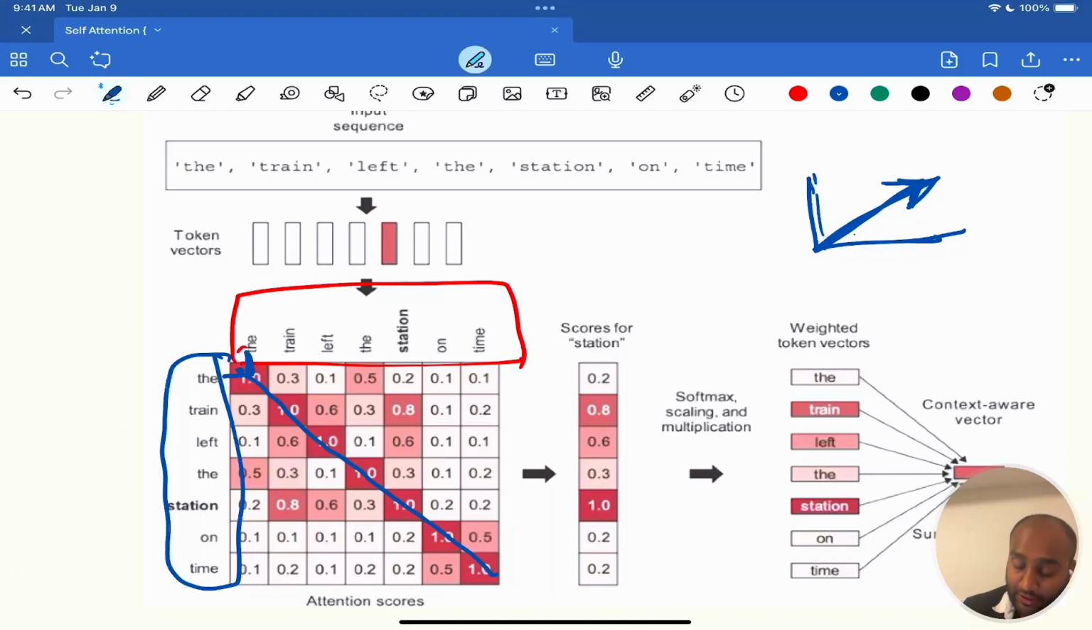But if you look at this, station attends to train 0.8. That means you can see station has some information encoded from train and some information encoded from left, some information encoded from the, etc. So the station vector is changing based on all these surrounding vectors.